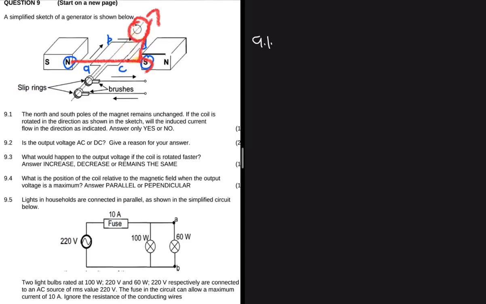Let me just use a better pen there. It will be pointing from C to D, right? So the induced current that is given to us on this sketch is not true. So the answer here should be no.